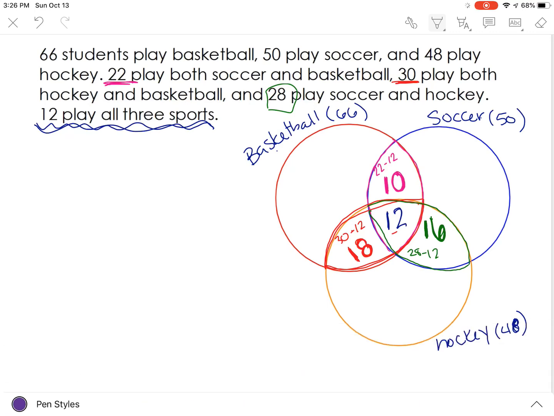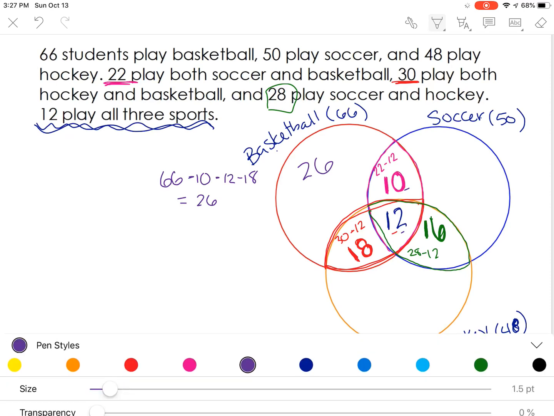So remember, for basketball, we want a grand total of 66. Well, we know 10 people we accounted for, 12 people that play all 3, and 18 people that play basketball and hockey. So when we take 66 and we subtract 10 minus 12 minus 18, that leaves 26 people who just play basketball.